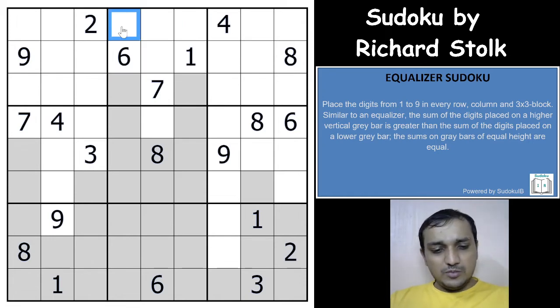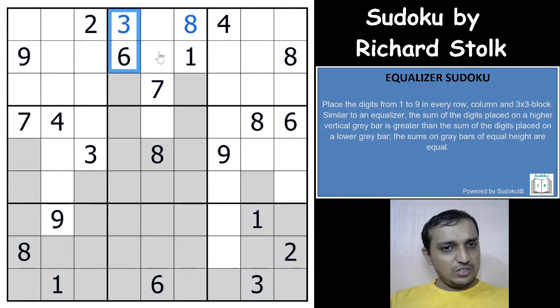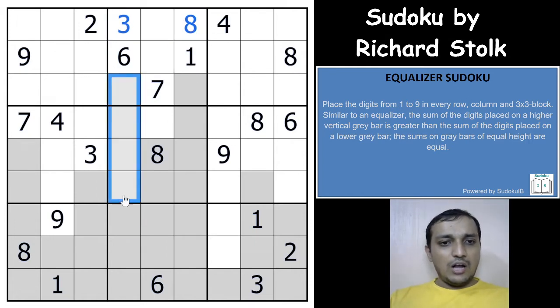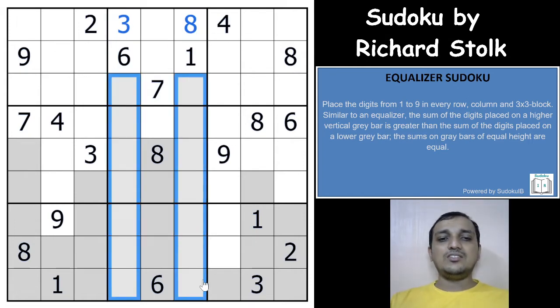So the only digit possible here is 3, which means it would have to be 8 here, because the sums of these two cells are equal and the sums of these two cells are equal. So if this is a 3, 3 plus 6 is 9, so 8, 8 plus 1 is 9. So now you don't even have to look at these cells.